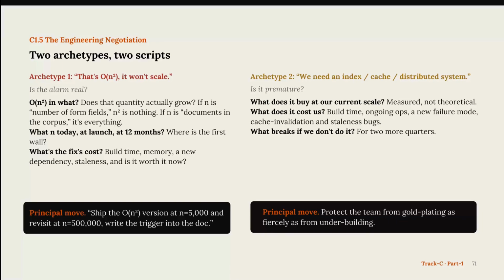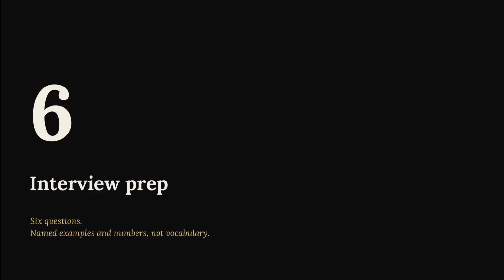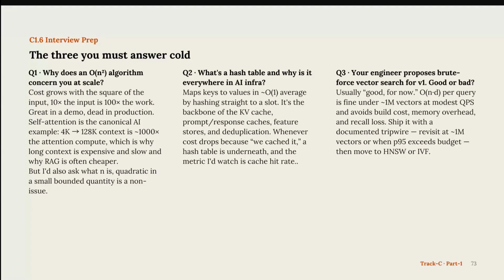Last but not least, our interview section, we have 6 questions. We have some named examples and numbers. That is what an interviewer will look at. They will not look at vocabulary. Okay, imagine the first question that is asked is, hey, why does an O(n square) algorithm concern you at scale? Yeah, we know that the cost grows with the square of the input. Yeah, 10x the input is 100x the work, because it is order of n square.